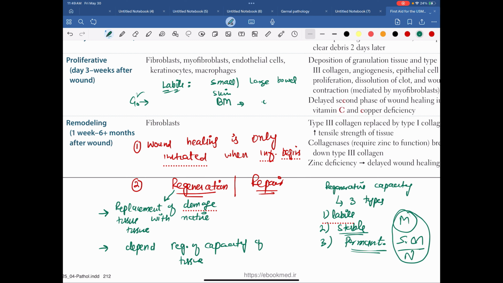After that we have divided the tissues into three main types according to regenerative capacity: labile, stable and permanent. What is labile? These are the cells which are continuously proliferating, continuously replicating themselves, like the cells of the intestine, skin cells, and hematopoietic stem cells. These cells are continuously dividing, and they are not going to enter the G0 phase.